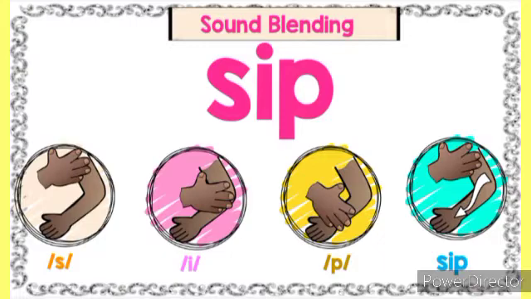Place your hand in between your elbow and say E. Place your hand on your wrist and say P. Slide through your arm and blend. S, E, P gives sip. I hope you used the gestures. Great job, kids. Let's move over to the next segment.